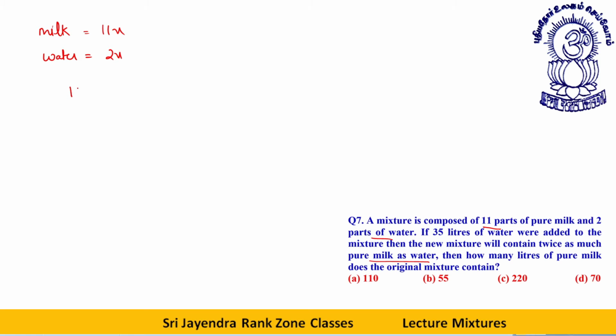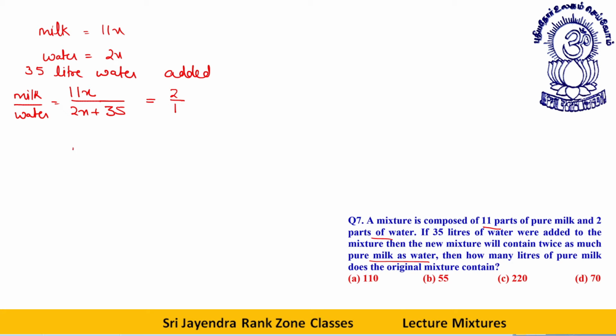See, in this ratio we have 11x milk upon water. How much water is being added? 35 liters of water is added. Now what will happen? Milk upon water will be 11x upon 2x plus 35. This ratio is given to us as twice as much pure milk as water, so it will be 2 upon 1.